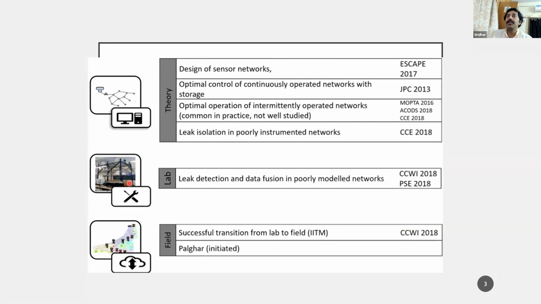We have built, I'll show you some more detailed close-up photographs of the water network that we have built in the lab. And again, in the last 3 or 4 years, we have also done some field demonstrations, including in the IIT Madras campus, and as part of a DST project along with IIT Bombay in Palghar district in north of Mumbai.